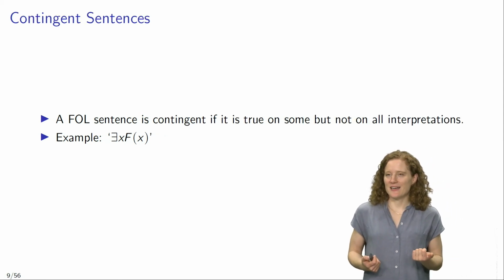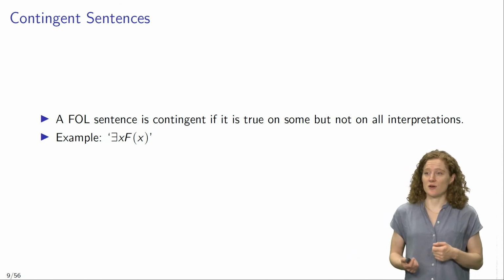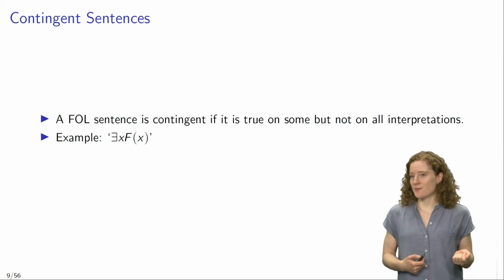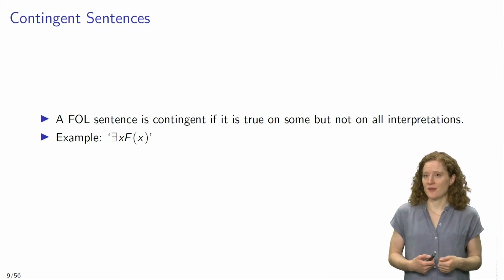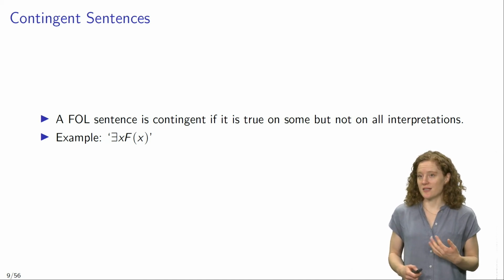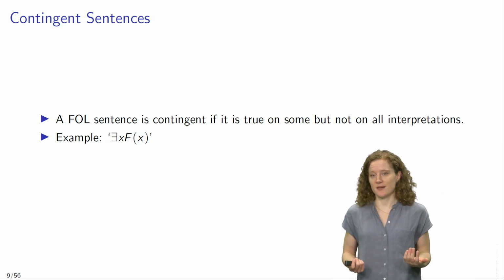And finally, an FOL sentence is contingent if and only if it is true on some but not on all interpretations. So for example, "there is an x which is F" is an FOL sentence, and it is contingent. It is true on an interpretation whose domain contains some Fs, and it is false on an interpretation whose domain doesn't contain any Fs.